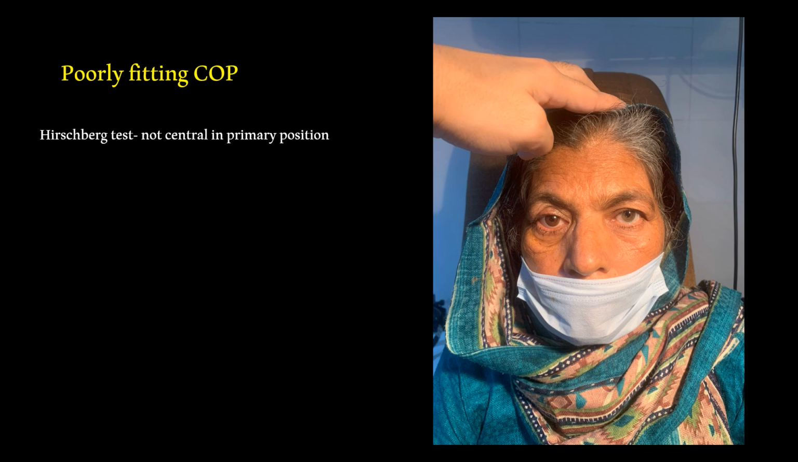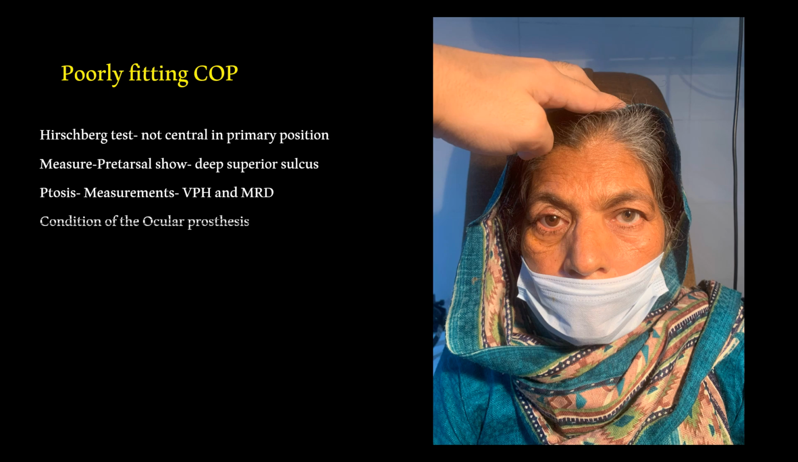If you comment on the Hirschberg test, the Hirschberg is not central, the primary position. And if there's no mass, you can comment on the lower face as well as the forehead. There are no adnexal scars. And then you measure the amount of ptosis this patient has, and do the vertical palpebral height and MRD just to give you the amount of difference in the eyelid position in both the eyes.